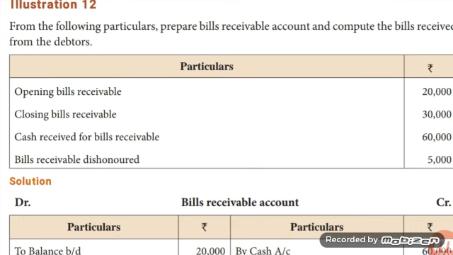Okay, the next item is cash received for bills receivable. Enter this on the credit side as by cash account, amount 60,000. Next, bills receivable dishonored. Instead of writing bills receivable dishonored, write as by debtors account. In bracket, you should write bills receivable dishonored, amount 5,000. Then enter the closing balance. How? By balance carried down 30,000. Now we have entered all transactions in the bills receivable account. Then find the balance of the bills receivable account.